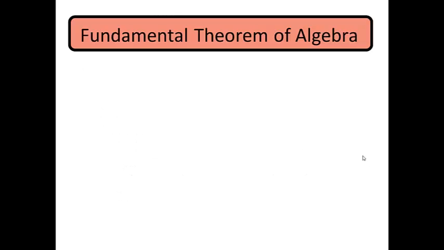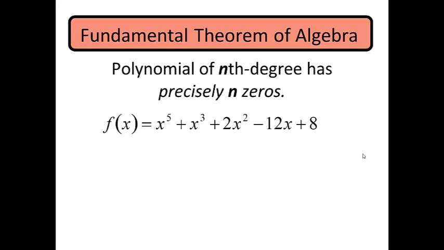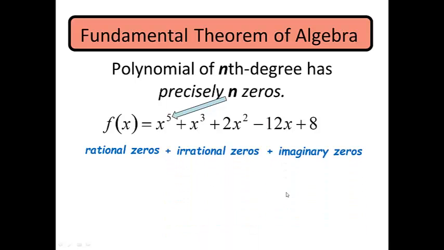So let's start with the fundamental theorem of algebra. This is really simple. It just states that a polynomial of nth degree has precisely n zeros. So that means you're going to look for the biggest exponent on the x, and that's how many zeros there should be. That's it. So that's the n is the 5. So rational zeros plus irrational zeros plus imaginary zeros.